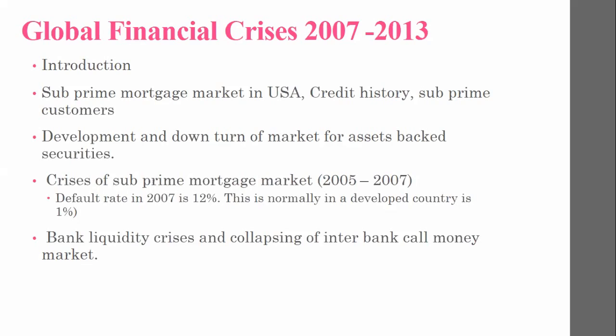Then thirdly, the financial innovations and their lack of transparency made the global financial crisis. Now we are going to explain that. What is this lack of transparency that happened because of financial innovation? What these banks did at that time, they introduced a financial innovation called securitization.